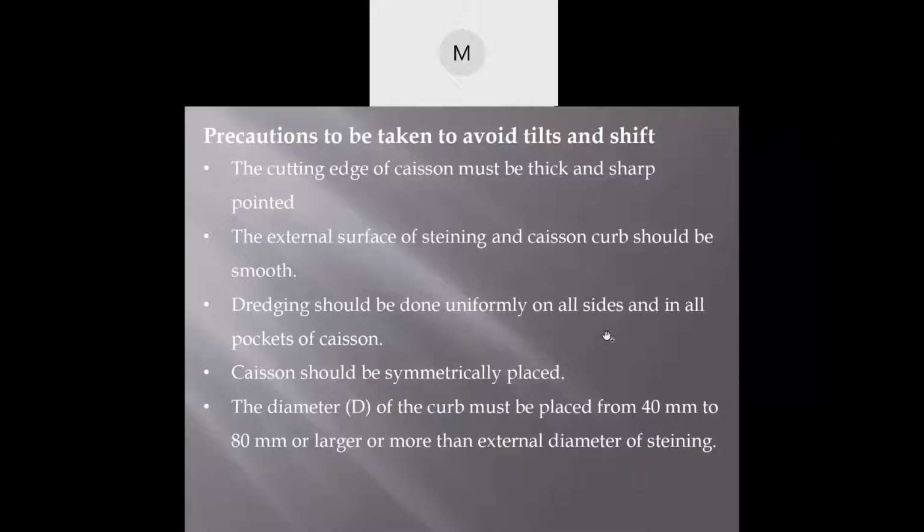Then the caisson should be symmetrically placed. The diameter d of the curb must be placed from 40 mm to 80 mm or more larger than the external diameter of the steining. So these are the questions. Can anyone tell me why the caisson should be symmetrically placed?